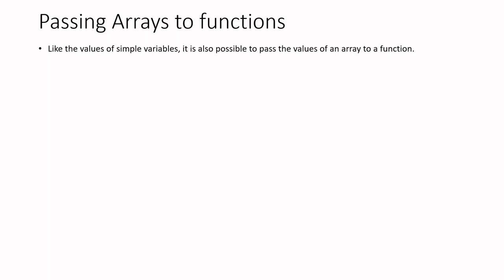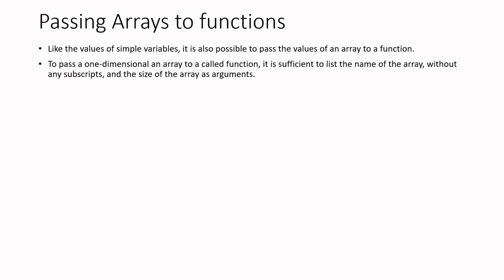Like any simple variable, it is possible to pass the values of an array also to a function. To pass a one-dimensional array to a called function, it is sufficient to list the name of the array without any subscripts, and the size of the array, as the arguments. For example, like this. If ARR is a variable, you directly give ARR comma B. Just like that, if it is an array also, you can call the function like that. There is no need to specify the size in square brackets, or even to mention the square brackets.